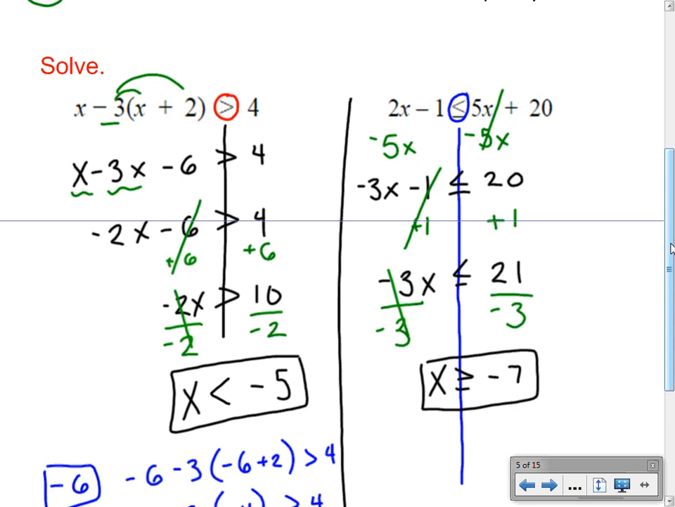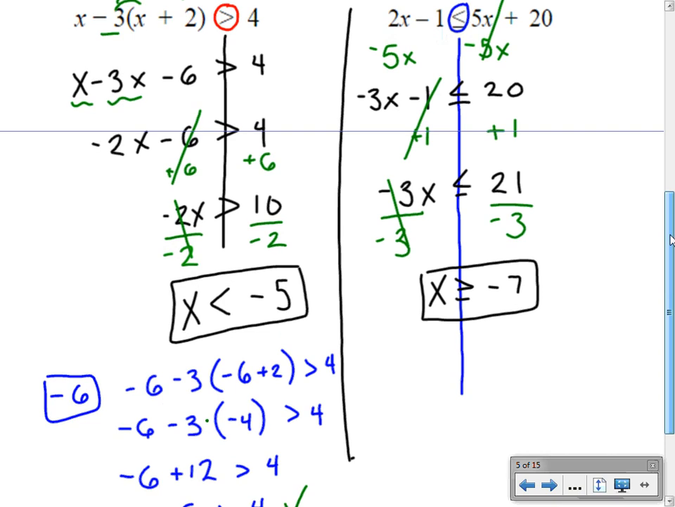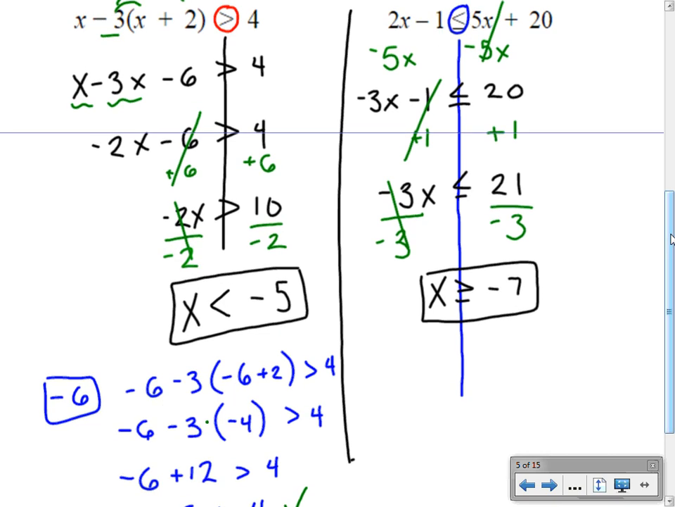So let's do a little test here. We know that negative 7 should make my inequality true, and we know that numbers bigger than negative 7 should make the inequality true. Now keep in mind, numbers bigger than negative 7 would be negative 6, negative 5, 0, 10, and so on. So let's pick a number that's smaller than negative 7 and see what happens when we plug it in here. All right, let's pick negative 10. Negative 10 is smaller than negative 7. So let's see what happens when we pick a number that's smaller.